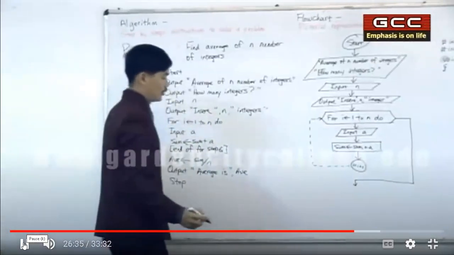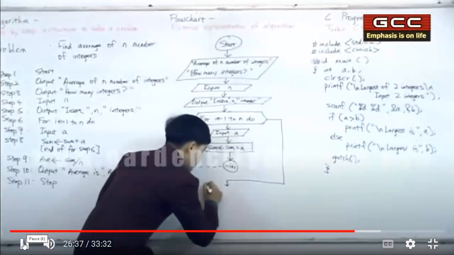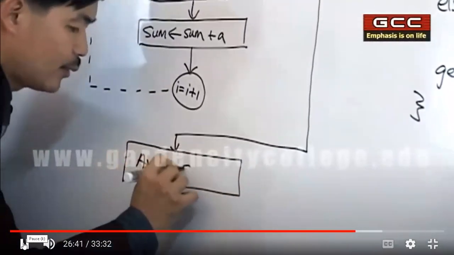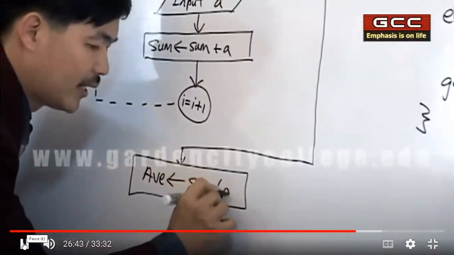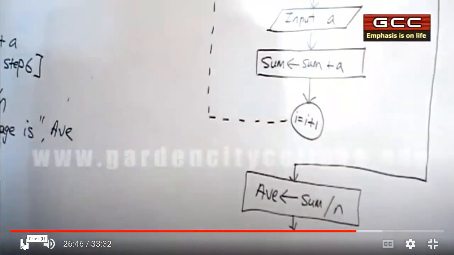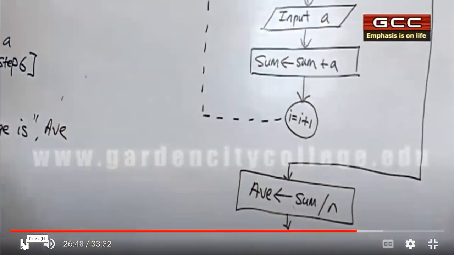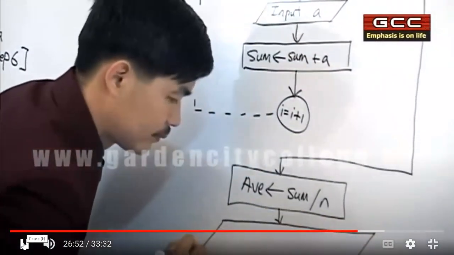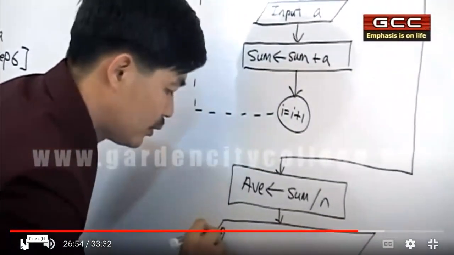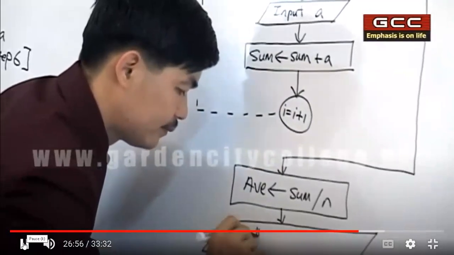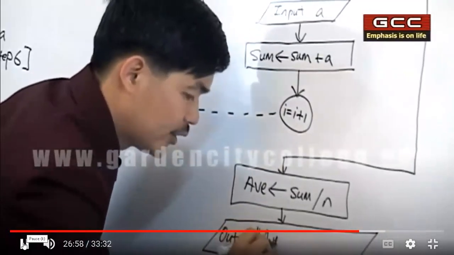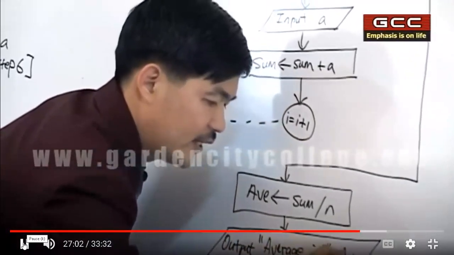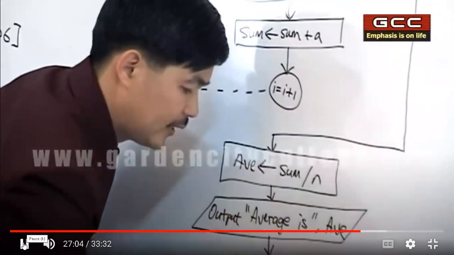After it is out, we need to do a process to find the average. So AVE is assigned with sum divided by n. And then, after that, we can show the output. So output would be, all right, average is AVE. And finally, the end link.